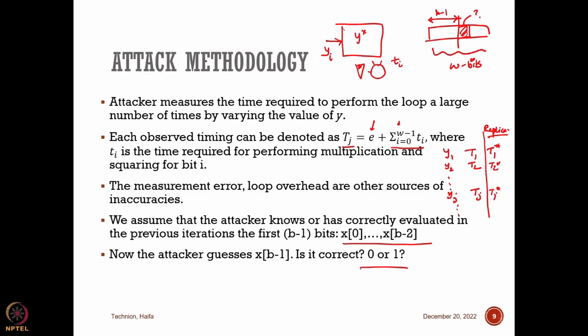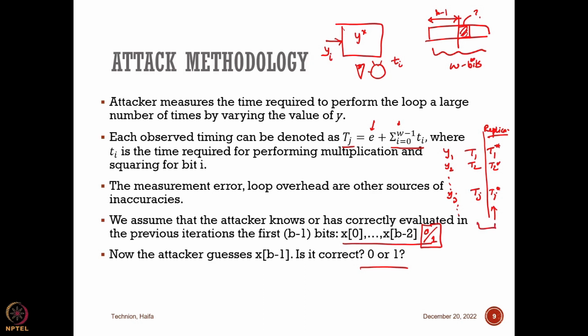Okay. So these star timings essentially correspond to computing from x0 to xb minus 2, with xb minus 1 being guessed. Okay. So this guess is either 0 or 1. It can be either 0 or 1. And now I calculate the difference of these two timings.